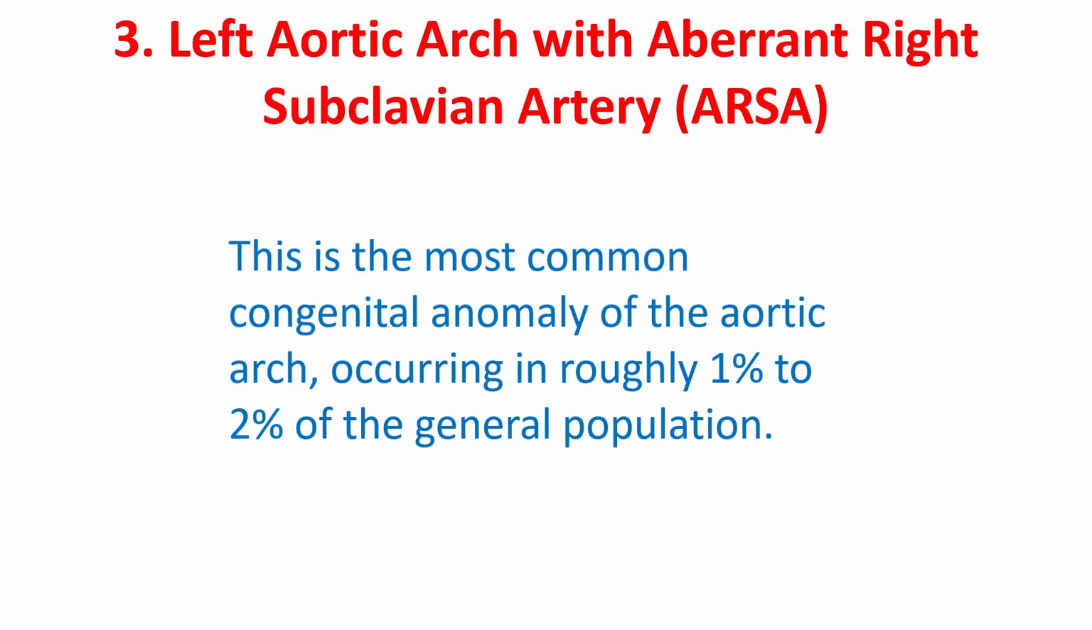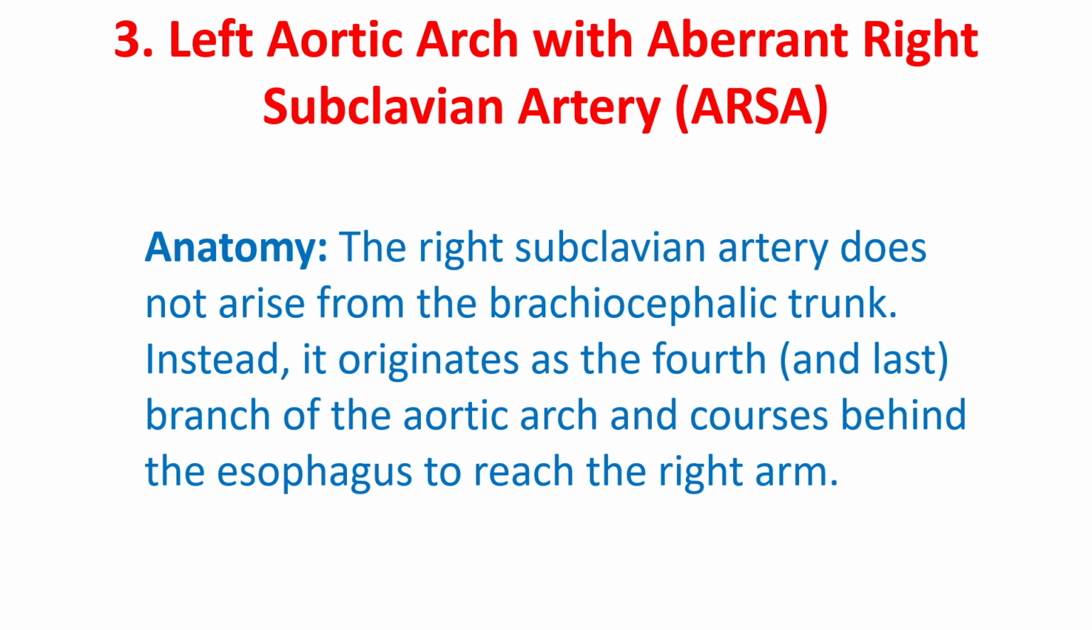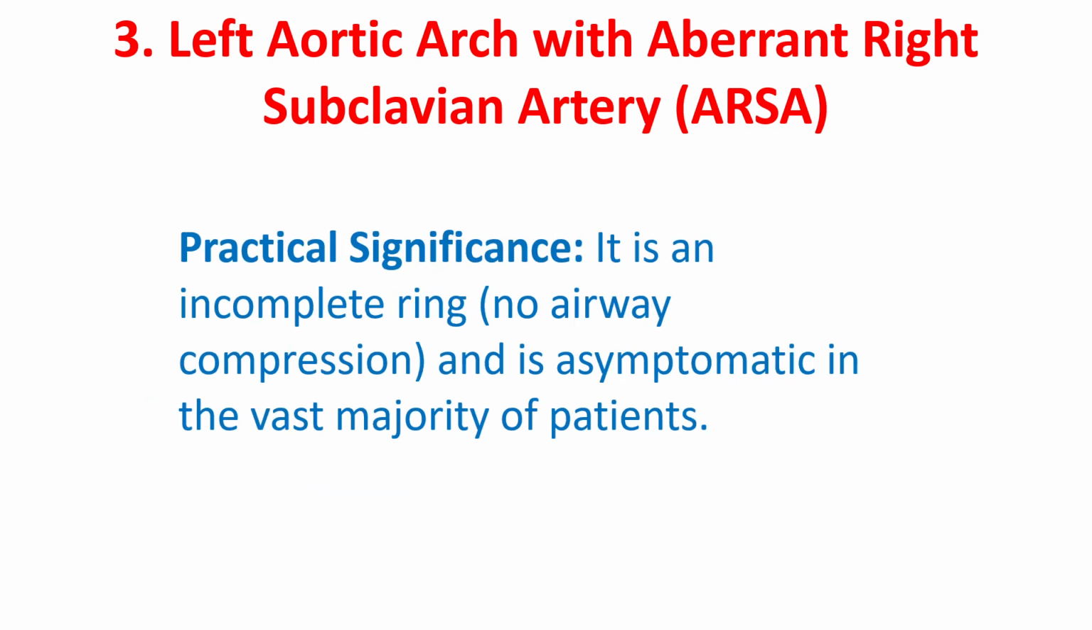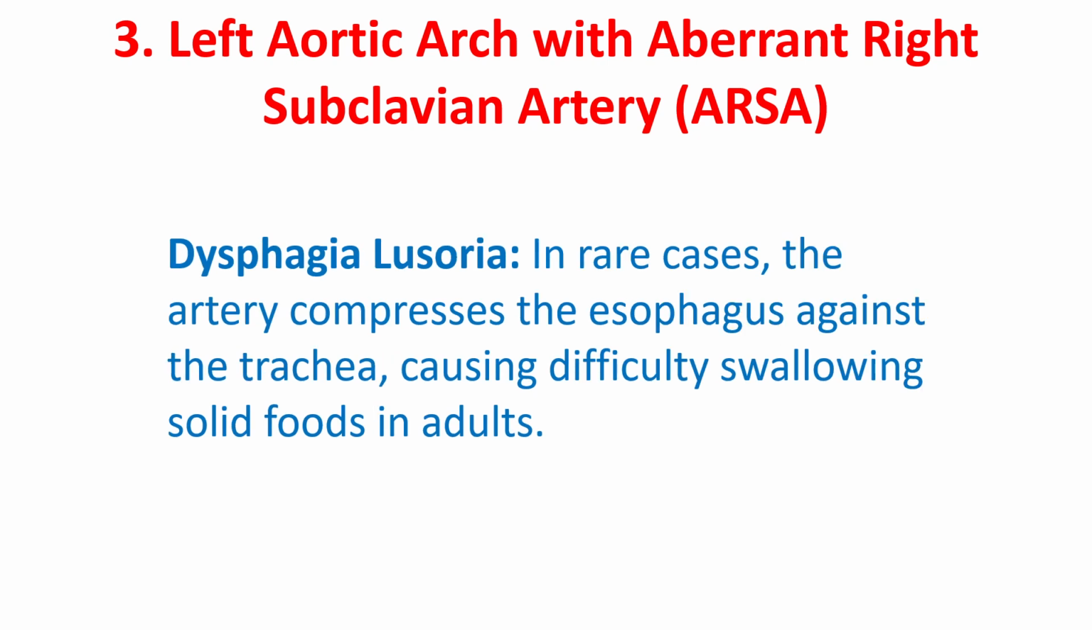Left aortic arch with aberrant right subclavian artery. This is the most common congenital anomaly of the aortic arch, occurring in roughly 1 to 2% of the general population. The right subclavian artery does not arise from the brachiocephalic trunk. Instead, it originates as the fourth and last branch of the aortic arch and courses behind the esophagus to reach the right arm. It is an incomplete ring, meaning no airway compression, and is asymptomatic in the vast majority of patients. Dysphagia lusoria: in rare cases, the artery compresses the esophagus against the trachea, causing difficulty swallowing foods in adults.